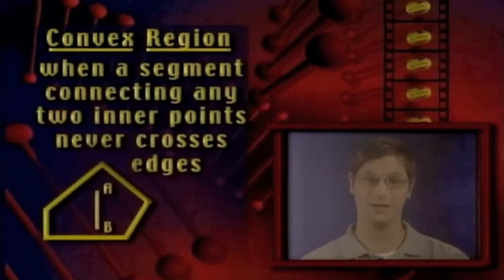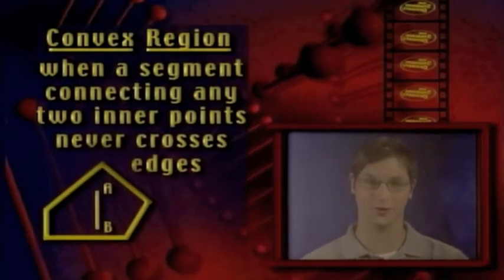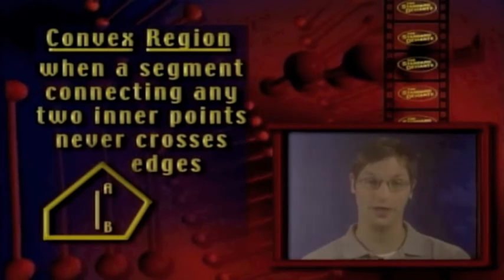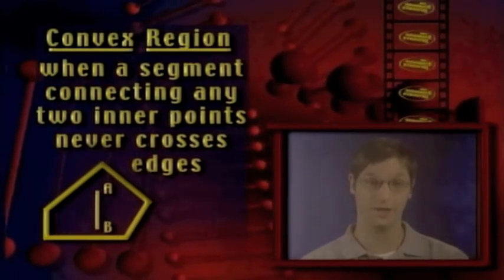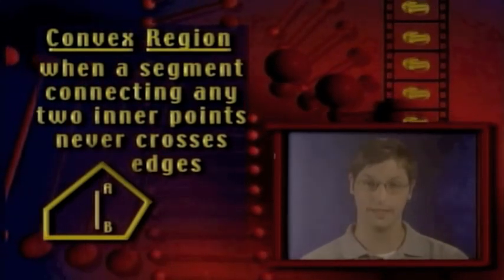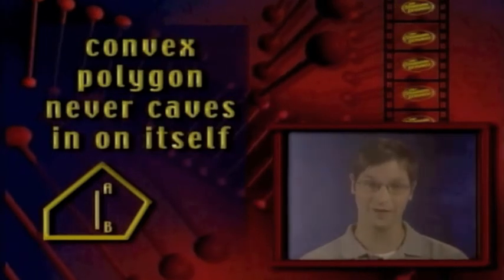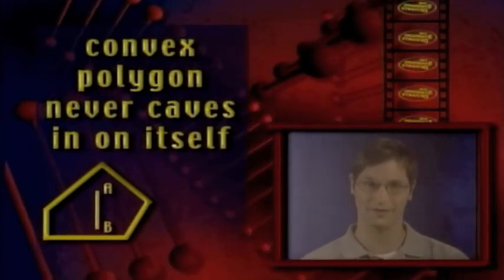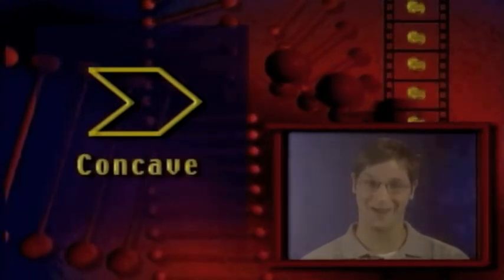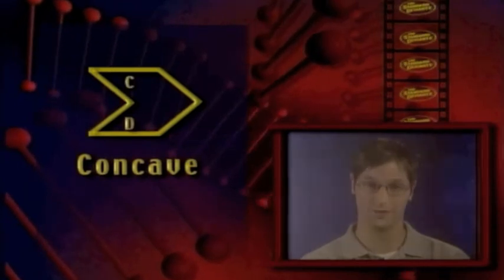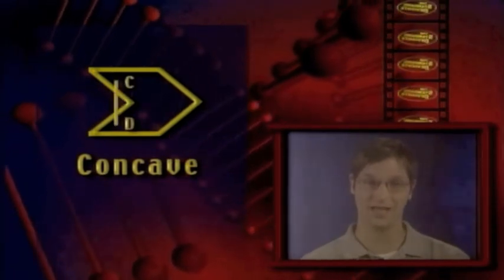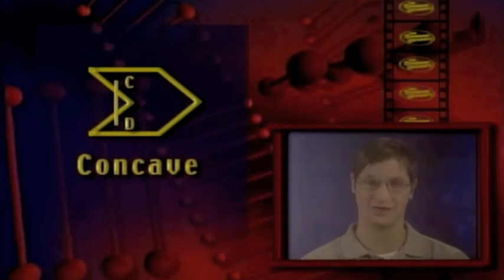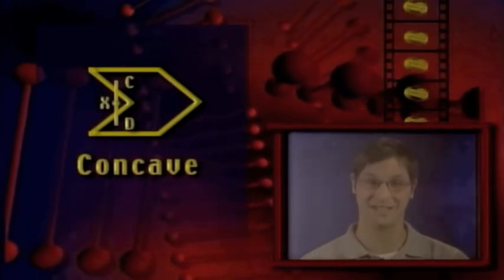A convex region occurs within a polygon when a segment connecting any two inner points never crosses the edges, like this figure here. For any 2 points, A and B, the segment connecting them is completely inside the figure. A convex polygon never caves in on itself. Here's an example where the region is not convex. See how the shape sort of caves in on itself? That's concave. We can pick 2 points in the region, say points C and D, and the segment connecting them crosses the edges and goes outside the region, where point X lies.